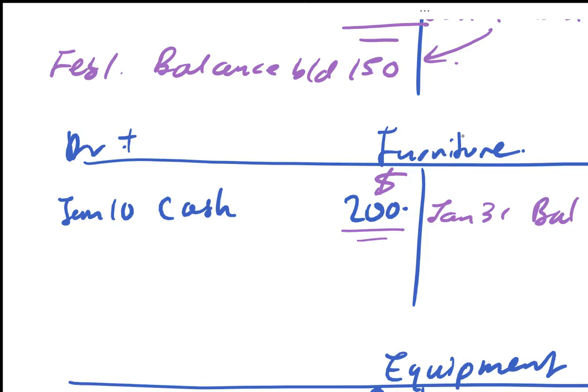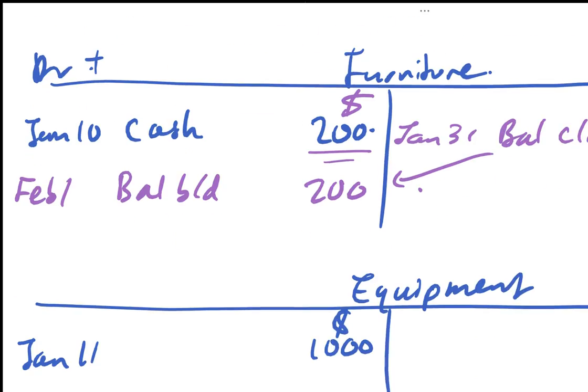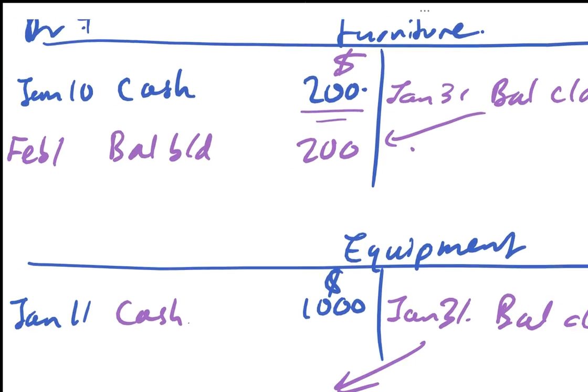Balance, carry it down 200, and then you bring down February 1st, balance brought down 200. Okay, and repeat the same for the last one for equipment. For equipment, do the same. Carry it down, and finally bring down, and which gives you also 1000. Okay, so quite simple, but we will be using this number in a while for something else, very important.